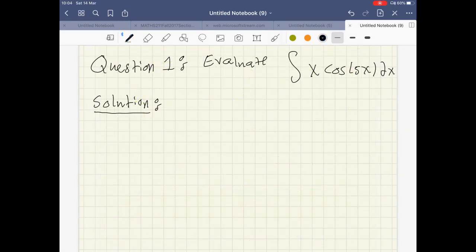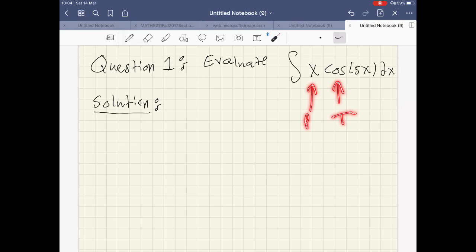Okay, welcome back to section 7.1, integration by parts. As you can notice in this question, we have to evaluate the integral of x times cosine 5x dx. If you remember from last time, we said if we have two functions of different types, this is a polynomial or power function, and this one is a trigonometric function, the best way to solve such a question is to use integration by parts.